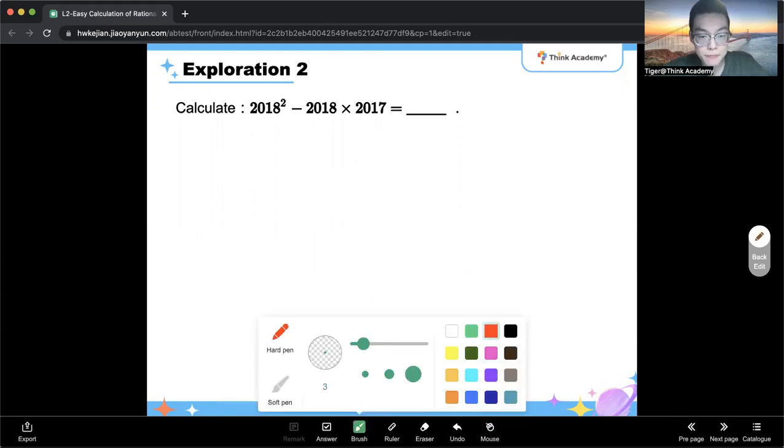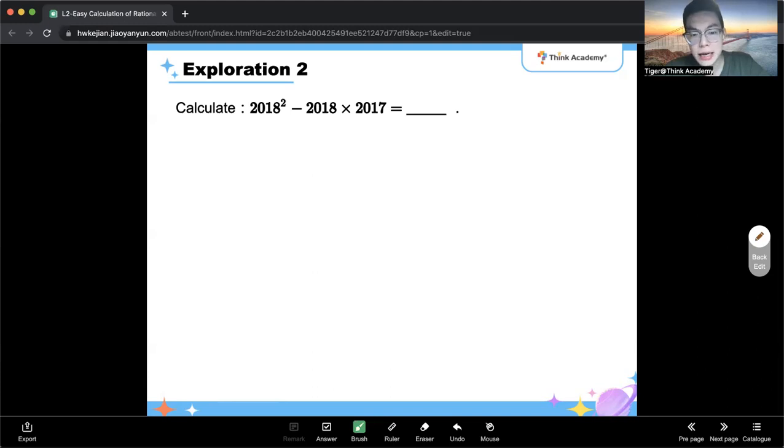So what about this one? Can I use the same method as the previous ones in this question? It just requires a little bit of knowledge we have from lesson 1, which is the powers. Yes, we definitely can. Yes, that's right, Yuki. 2018 squared is just 2018 times 2018, right? And then we are taking away 2018 times 2017.